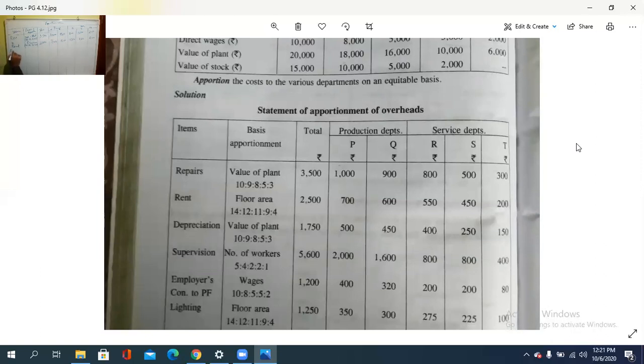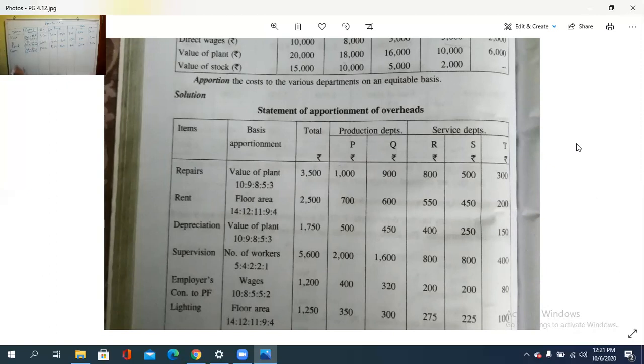Depreciation. Depreciation value of the plant. So it is 10 is to 9 is to 8 is to 5 is to 3. How much is the depreciation value? 1750. That 1750 is apportioned in this way: 500 for P, 450 for Q, then 400 for R, 250 for S, and T is 150.